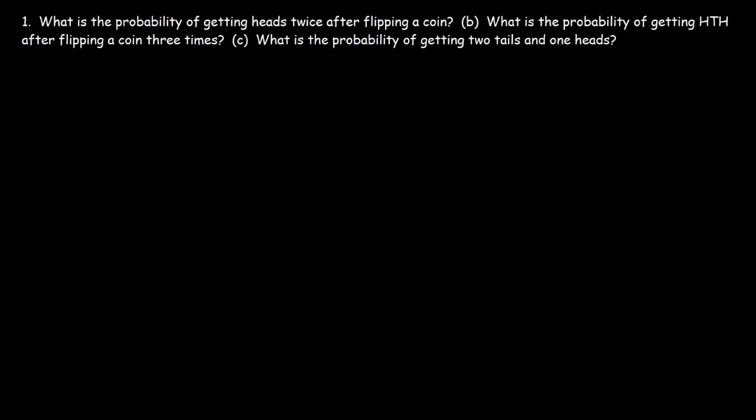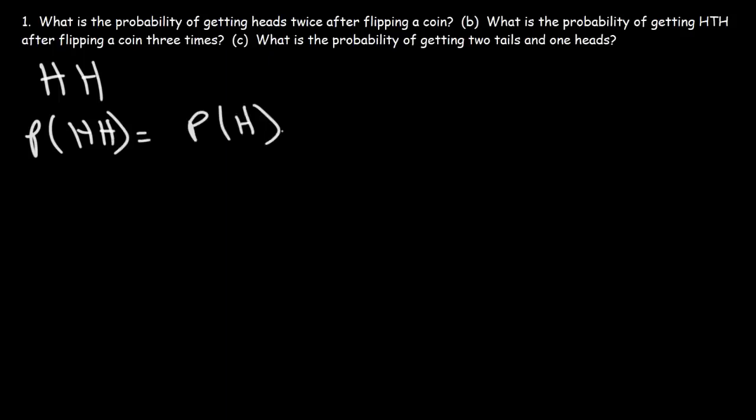Now let's focus on this question. What is the probability of getting heads twice after flipping a coin? So we need to get heads on the first try and then heads on the second try. So the probability of getting these two events is going to be the probability of getting heads on the first try times the probability of getting heads on the second try.